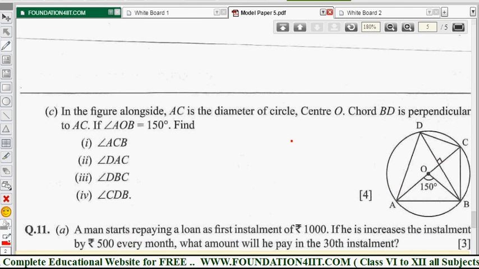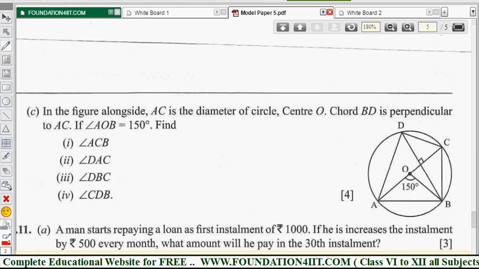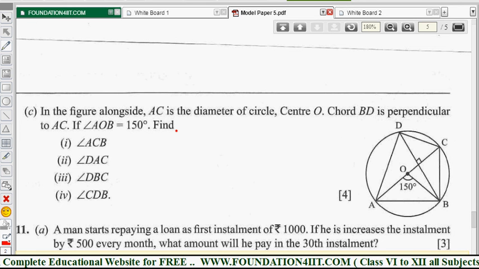Next one from geometry, we need to find each and every angle in this. Let us see. From the figure alongside, AC is the diameter of the circle with center O, chord BD is perpendicular to AC. Angle AOB is 150 degrees, it's given. Find angle ACB. So this angle you need to find out.